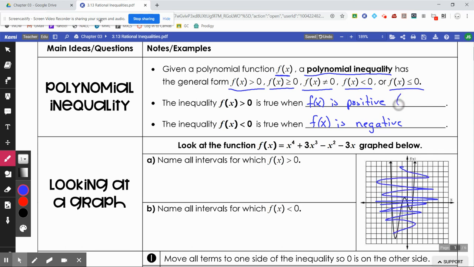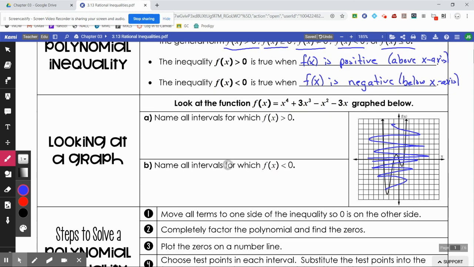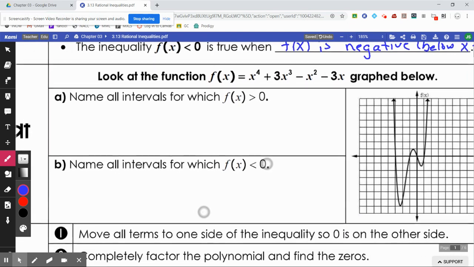So let's put above the x-axis. That's where f of x is positive. And let's put below the x-axis. That's where f of x is negative. Looking at a graph, and that's what I just did there. It says, look at the function here. Name all intervals where f of x is greater than 0.